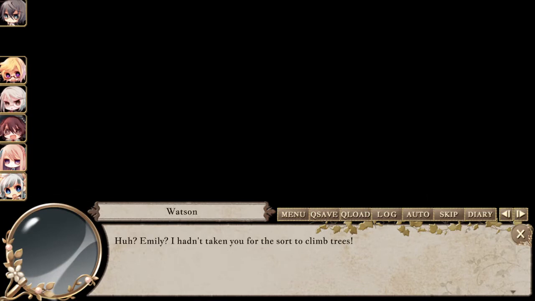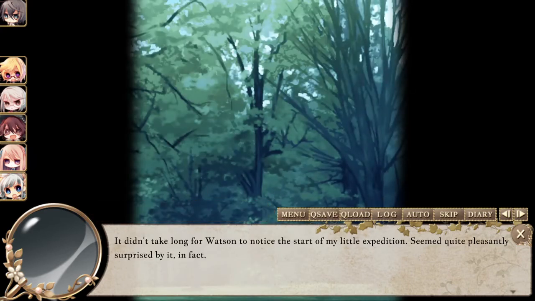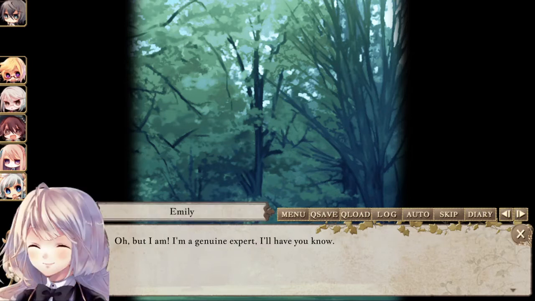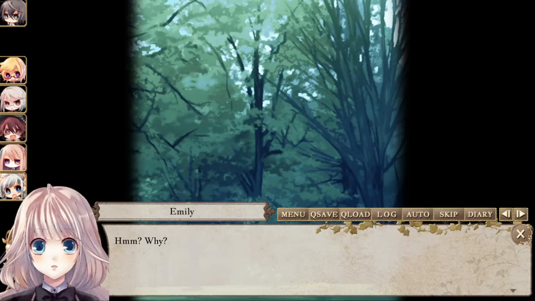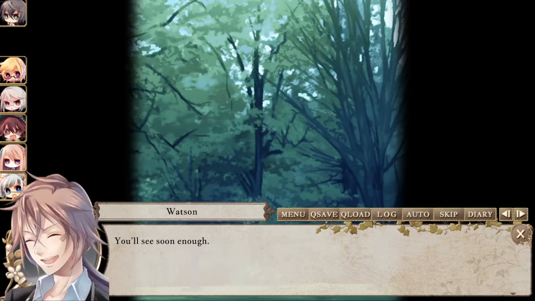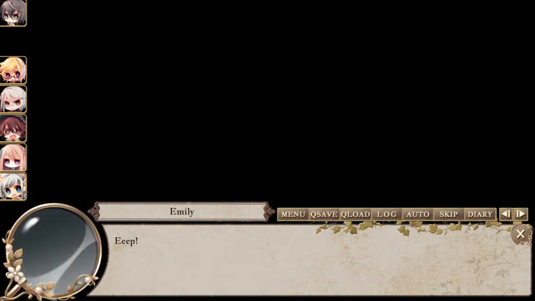Huh? Emily? I hadn't taken you for the sort to climb trees. It didn't take long for Watson to notice the start of my little expedition. Seemed quite pleasantly surprised by it, in fact. Hey. Oh, but I am. I'm a genuine expert, I'll have you know. Do you mind if I climb over to you? So long as you're careful. Oh, and take care not to shake the tree too much. Why? You'll see soon enough.